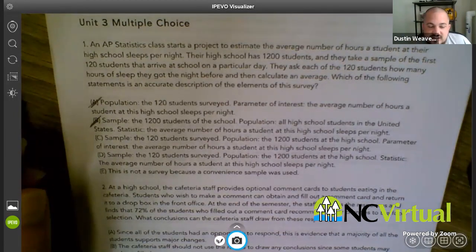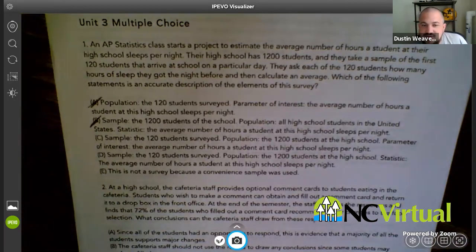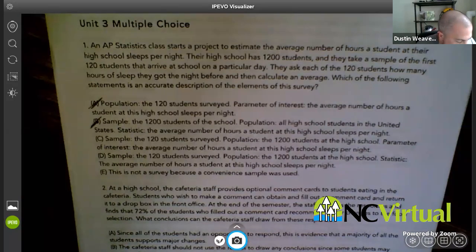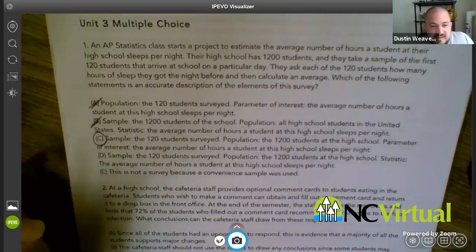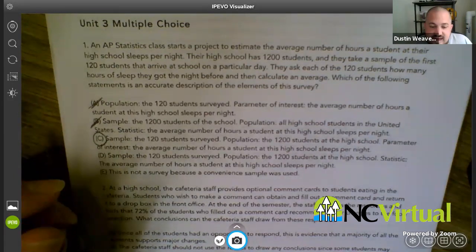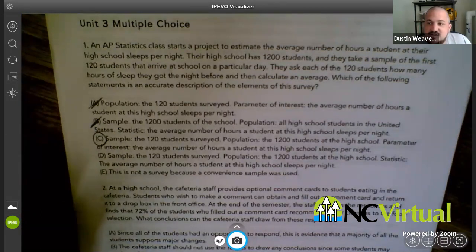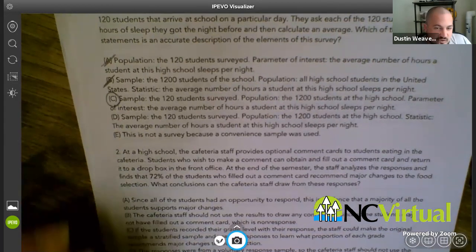The population is the 1,200 students at the high school, and the parameter of interest is the average number of hours a student at this high school sleeps per night. That looks great. Okay, so our population is everything we want to know about. We want to know about the whole high school. The sample is what we actually are able to gather information from. And then the parameter of interest is just what we're interested in learning about in this problem. And we're interested in learning about the average number of hours a student sleeps per night at this high school.